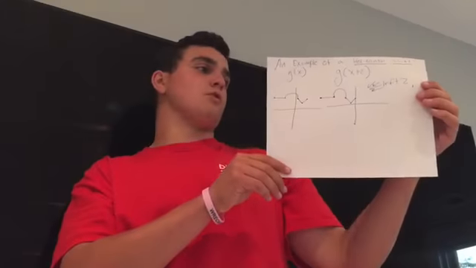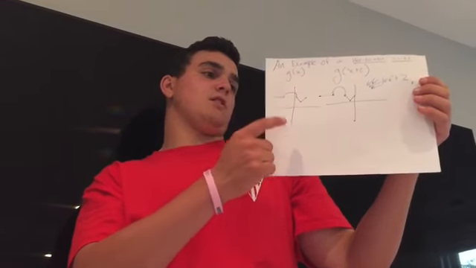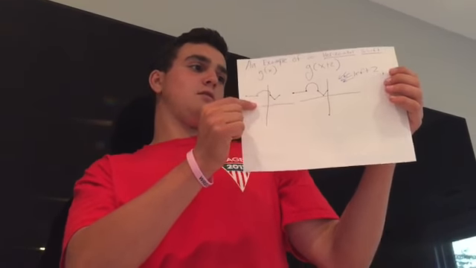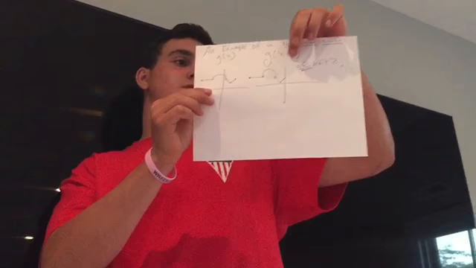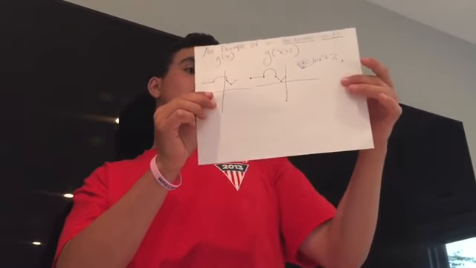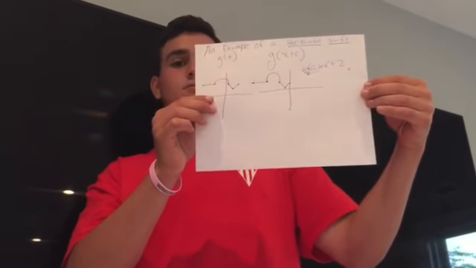This is an example of a horizontal shift. As you can see, the parent graph right here is affected in this equation by adding 2 to the x value, shifting it left 2.